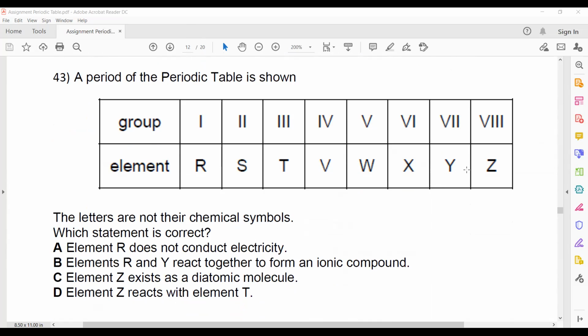A period of a periodic table is shown. Group 1, 2, 3 elements are shown here, and the group 1 to 8 elements are shown. The letters are not their chemical symbols. Which statement is correct?